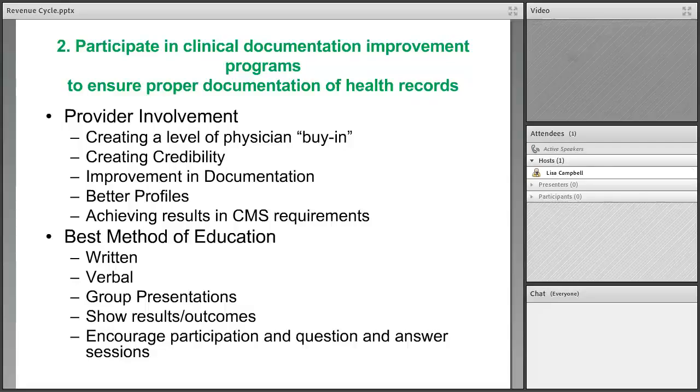So how you present the information really is organization specific. It can be individual. It can be a group presentation. It can be a newsletter. And one of the things that we found that's very, very effective is to show our physicians from a financial perspective how much the hospital has lost because of the use of a generic heart failure code.